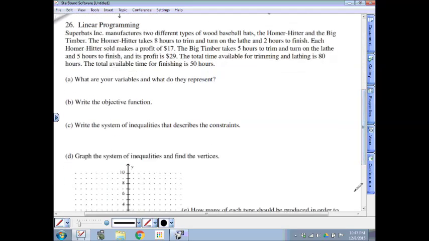Okay, question 26. This is linear programming. It was part of section, or towards the end of section 5.5. There are two types of bats, and the process here is making the bats, and so the variables represent how many bats are being made. So we can let x equal the number of Homer bats. We could let y equal the number of, what is this, timber.